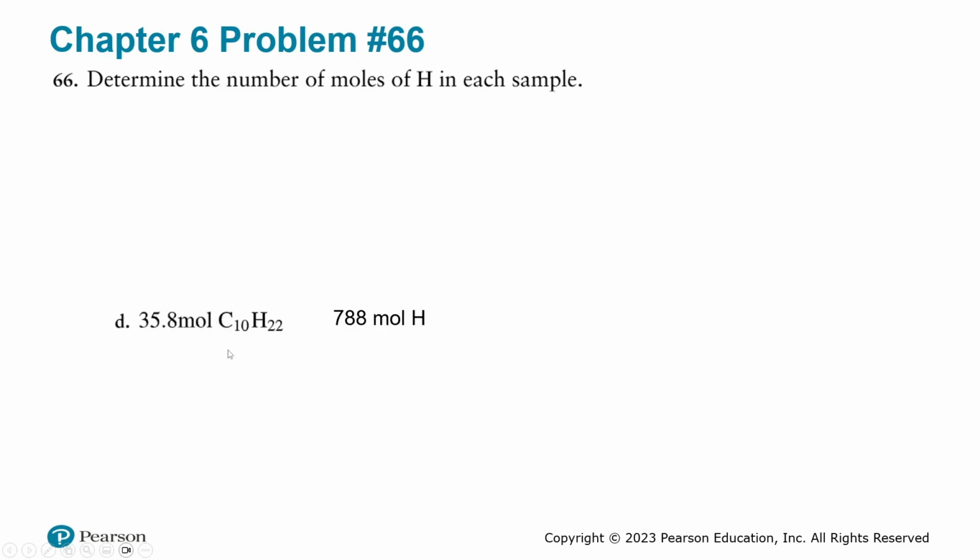The last one we'll do is decane. Again, organic molecules, don't need to name them. There's a whole bunch of hydrogens in there. There's 22 hydrogens per single molecule. This is a lot bigger of a molecule than we've really talked about so far. So if we have 35.8 moles of that, that's a good number of moles and quite a large number of hydrogens per mole. So we're going to have a huge number of hydrogen atoms. So 35.8 moles of decane has 788 moles of hydrogen atoms in it.